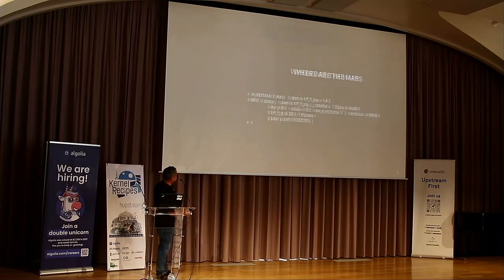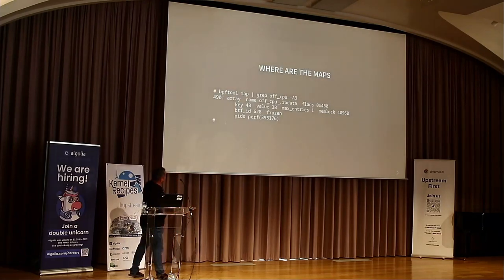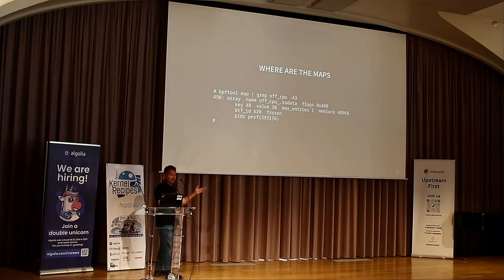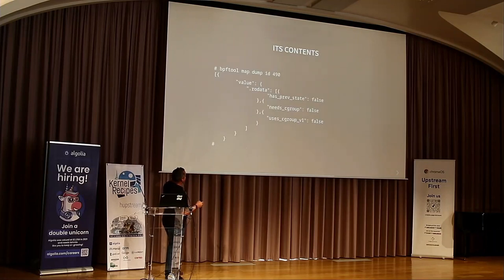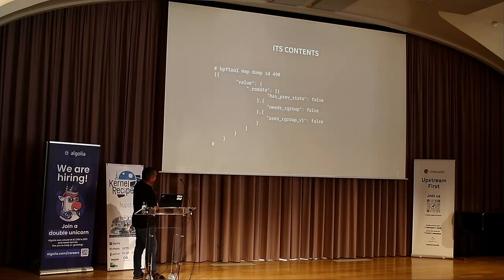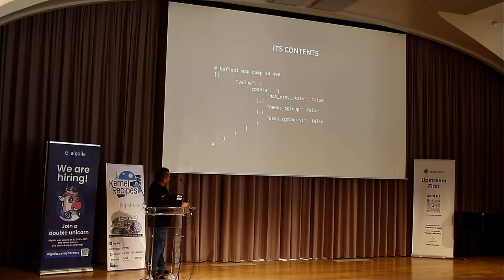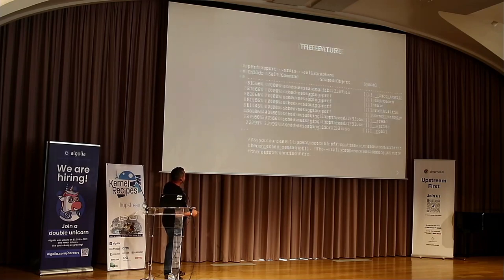I can as well ask bpftool map, and then for that, to get the map of CPU that's associated with it. I know that there is a map with that name. So if I do bpftool map dump ID 490, I get it pretty printed because it's going to use the BTF information that's associated with this specific map.